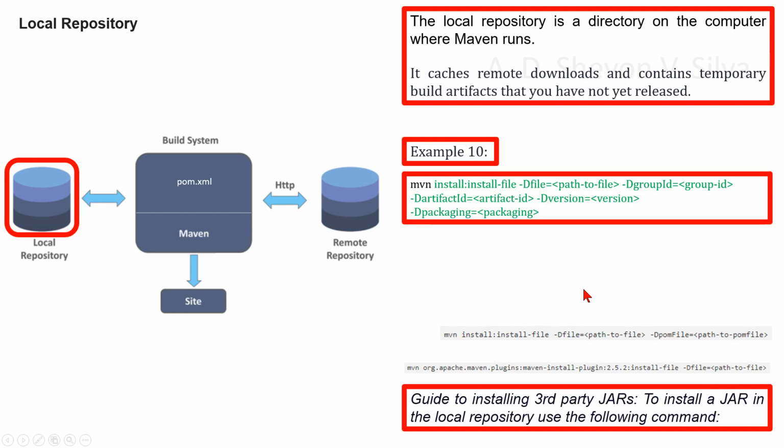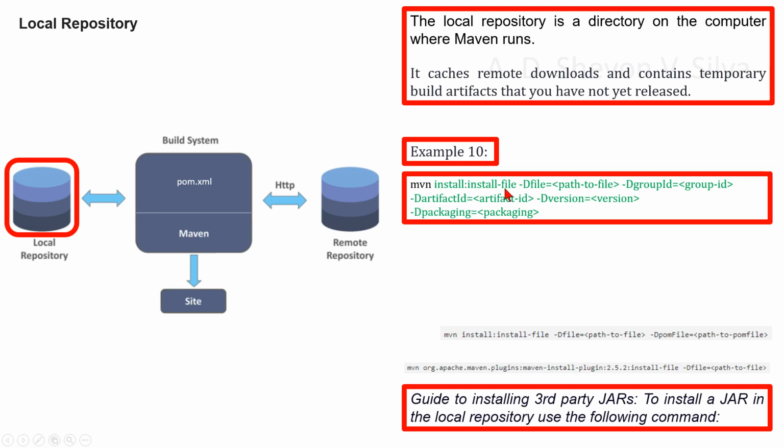Here we are considering the guide to installing third-party jars. To install a jar in the local repository, use the following command. Occasionally you will have third-party jars that you need to put in your local repository for use in your build, since they don't exist in any public repository like Maven Central. Jars must be placed in the local repository in the correct place in order to be correctly picked up by Apache Maven. To make this easier and less error prone, we have provided an install-file goal in the Maven install plugin, which should make this relatively painless.